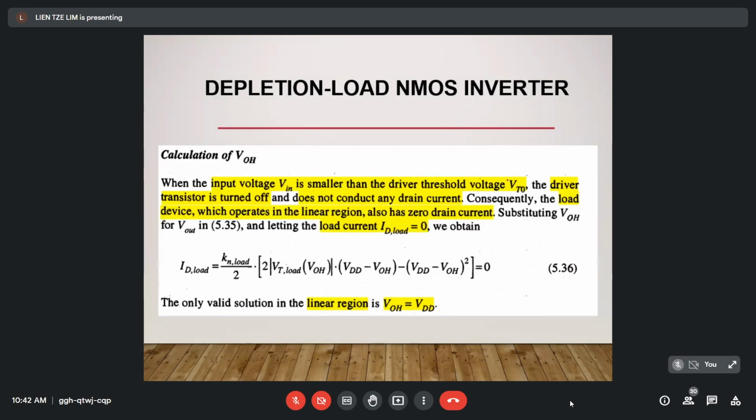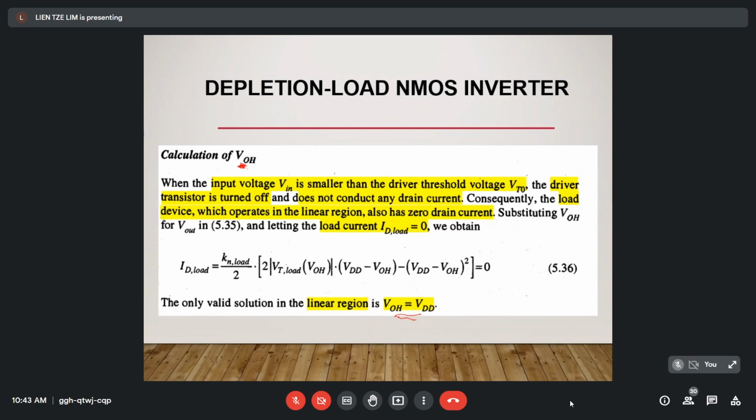For this depletion load NMOS inverter, there are also some formulas that can be used to calculate the critical voltages. The first one is the calculation of VOH. If we know that VOH is the output high voltage, it means that there is no calculation. We can straight away know that it is VDD.